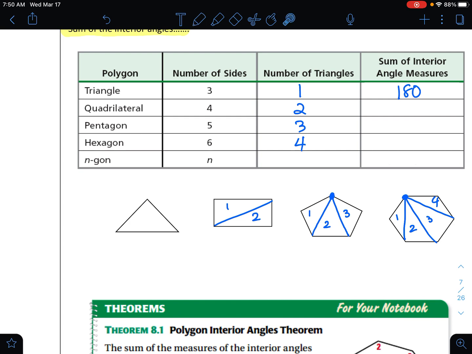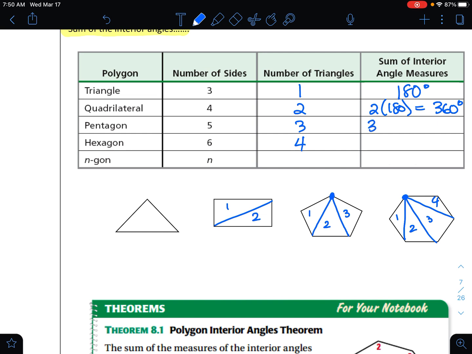All right, so let's go back to this column here, the sum of the measures of the interior angles. So I can create a formula here. If I know that all triangles have 180 degrees and a quadrilateral has 2 triangles, well, if I take the number of triangles times 180, then I know that is 360. So in all quadrilaterals, there are 360 degrees. And you may have known that triangles and quadrilaterals are pretty common, so we remember those two the easiest.